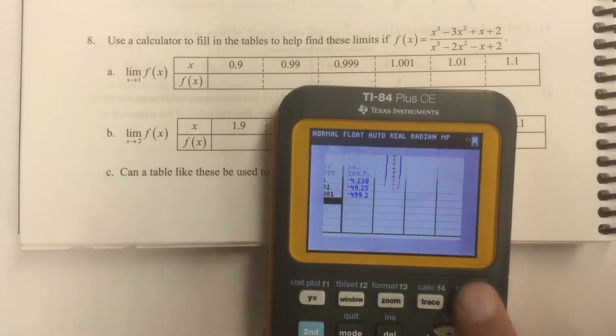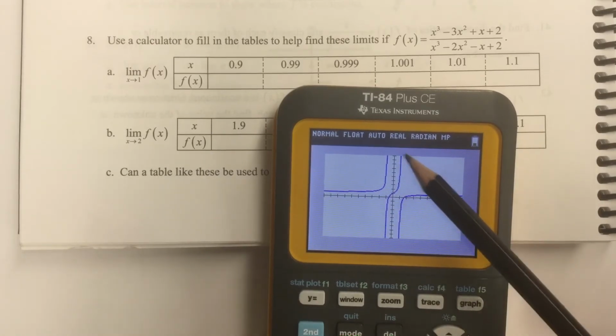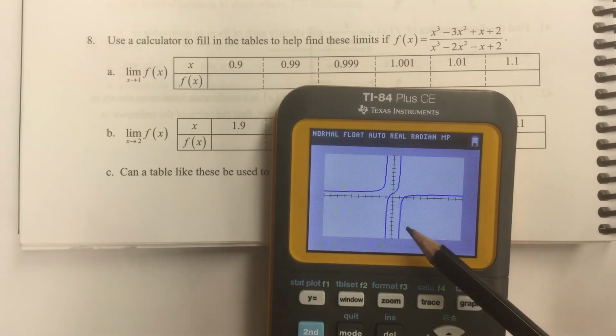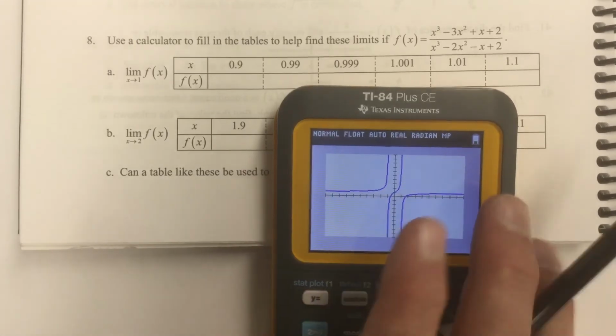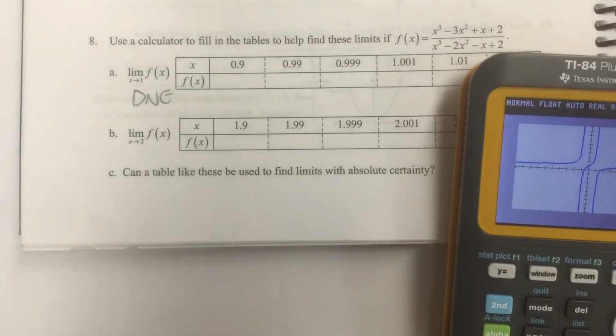So that kind of confirms what we saw on the graph there, right? As I get closer to 1, coming from the left, it's going to infinity. Coming from the right, it's going to -infinity. So the answer to part A, I would say the limit does not exist, right? It does not approach a number.